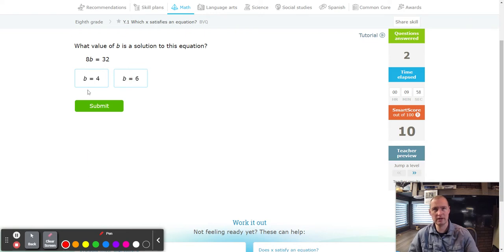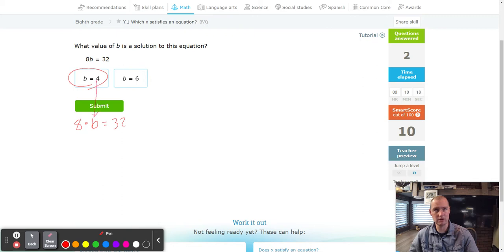Let's try B equals 4 first. So we're going to plug in our same equation. We got 8. There's our B. So it's 8 times B because 8 and B are next to each other. So once again, when they're next to each other, you multiply. Equals supposedly 32.